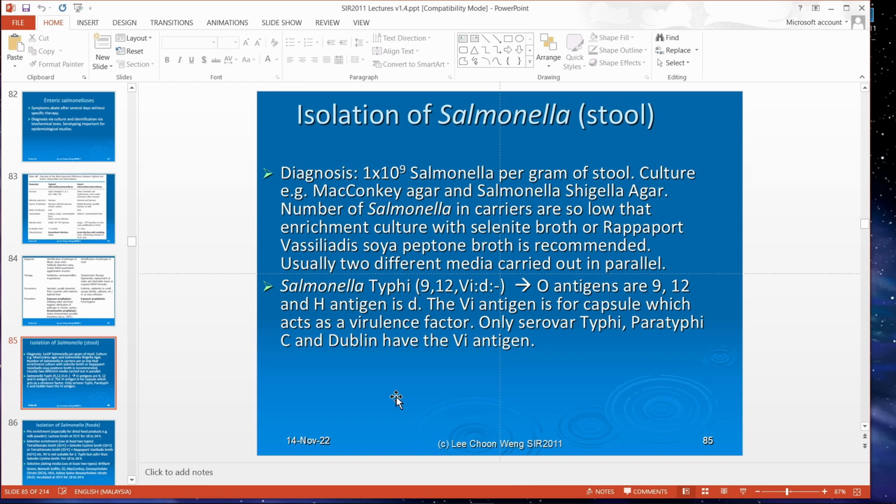But because of that, the number of salmonella in the stool sample is low. When it's low, you need to enrich. So we use the term enrichment. Enrichment means we want to make sure that the bacteria that we want grow, so that it's easier for us to carry on the next step.